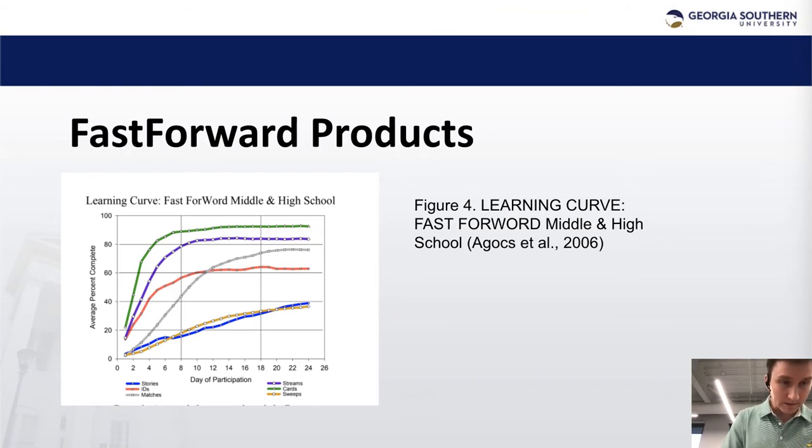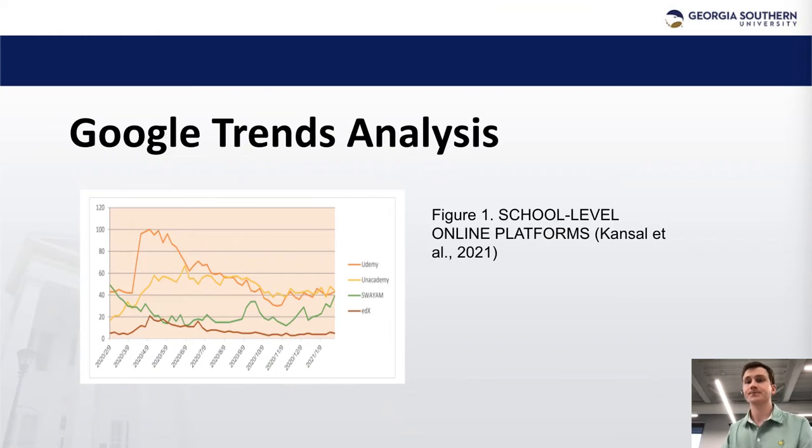This red line here indicates that students were able to consistently improve their word matching capability. As you can see, it says the days of participation on the x-axis and the average percent complete on the y-axis. If we look at this trend, we can see that the curve stabilizes over time, and thus the consistent practicing of these word matching games led to an improvement in overall reading comprehension and vocabulary skills.